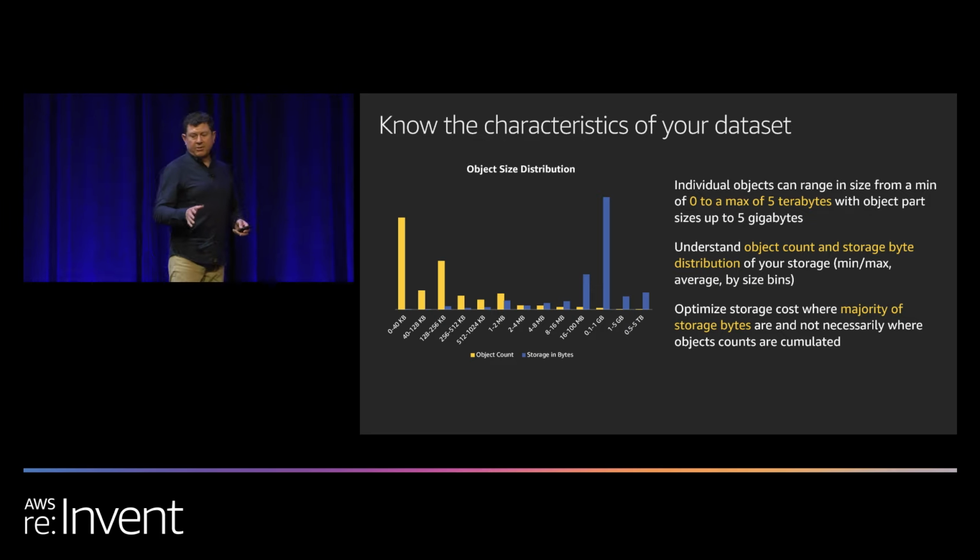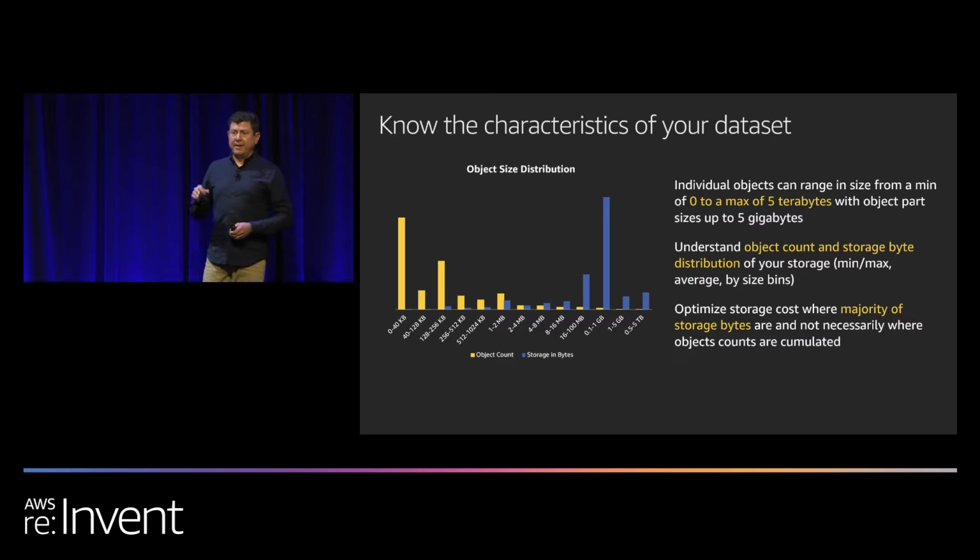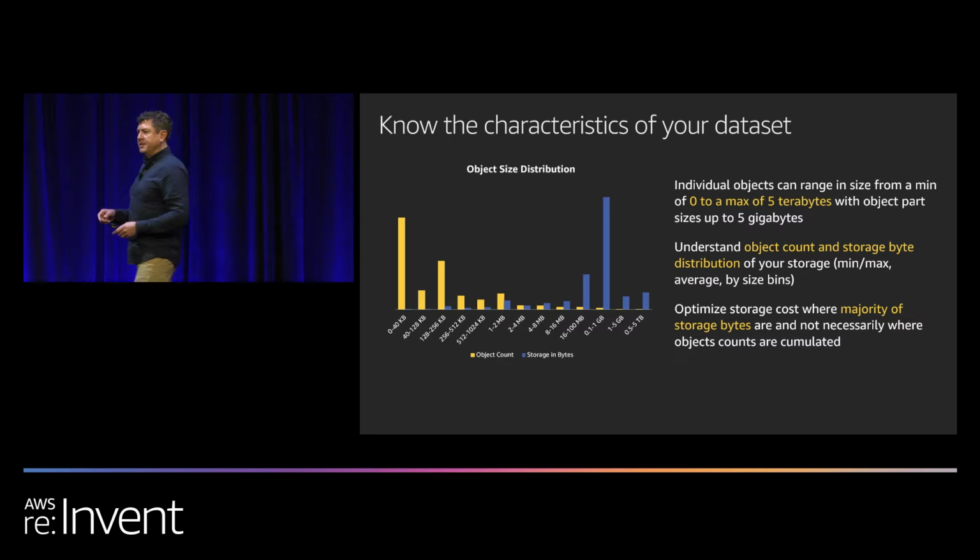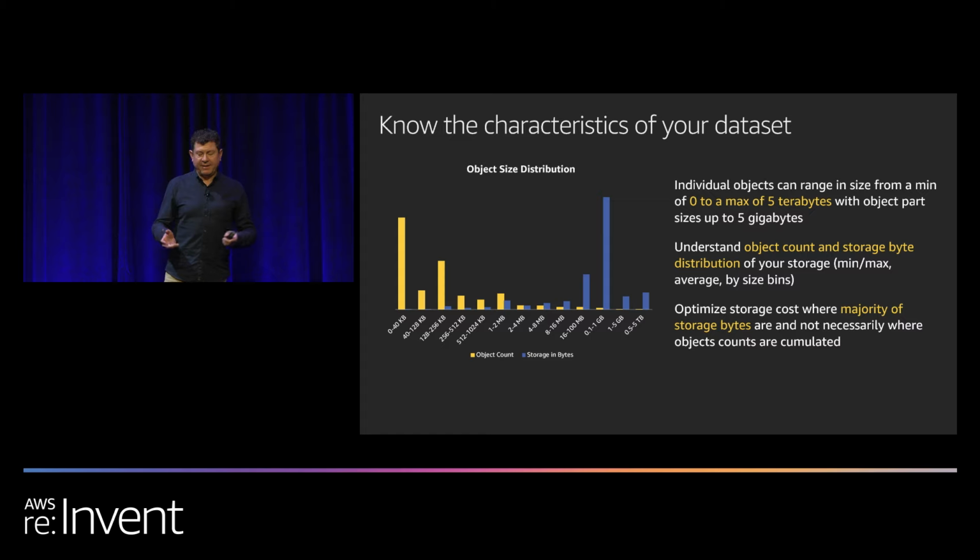So I need to know and understand this distribution because that's going to allow me to make cost-effective decisions around which storage classes I can take advantage of, and also not shoot myself in the foot, let's say, configuring a lifecycle policy that might actually increase my costs. So let's use the small object example because it's an easy one to pick on.